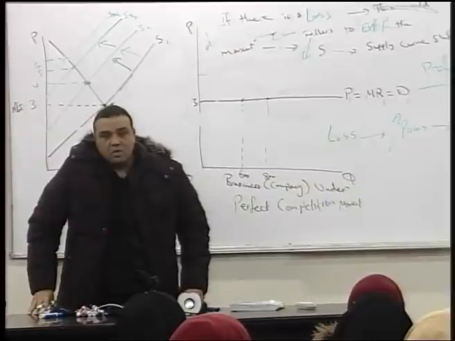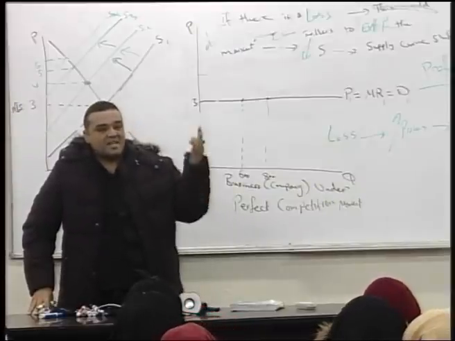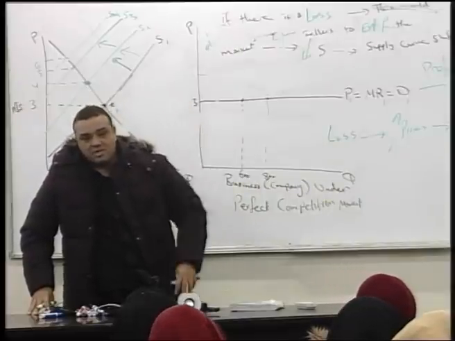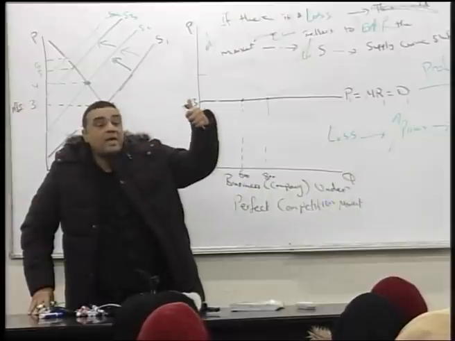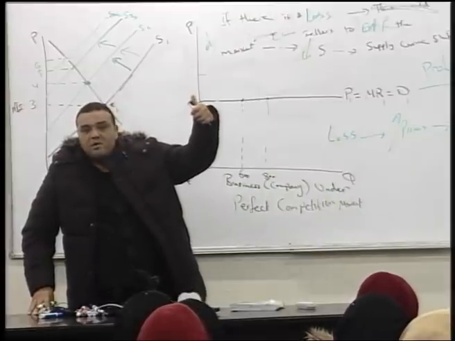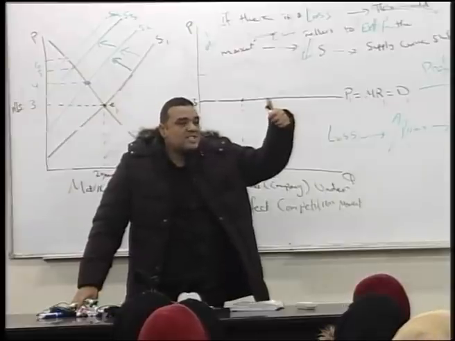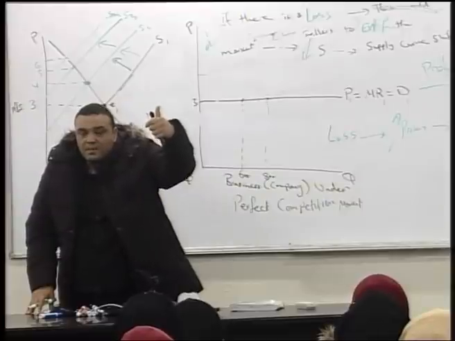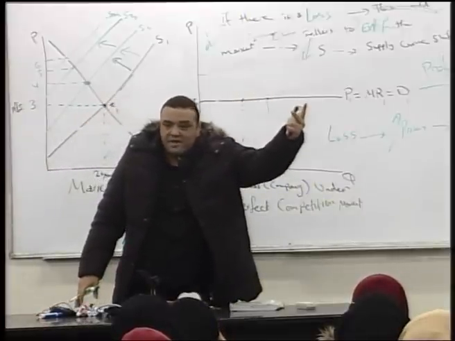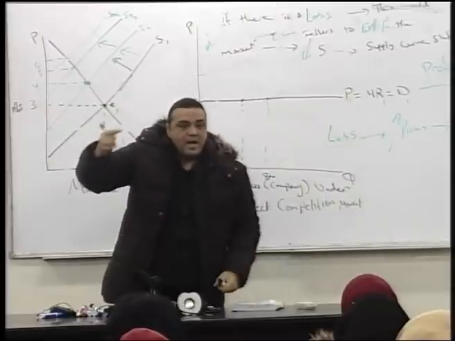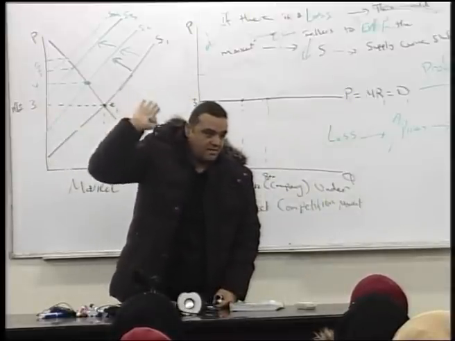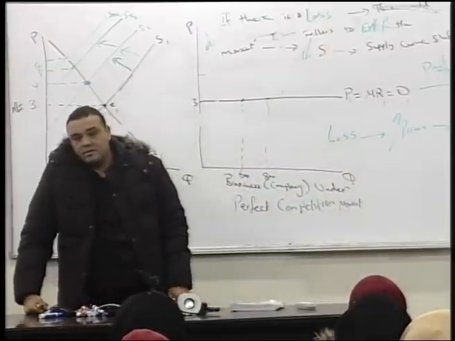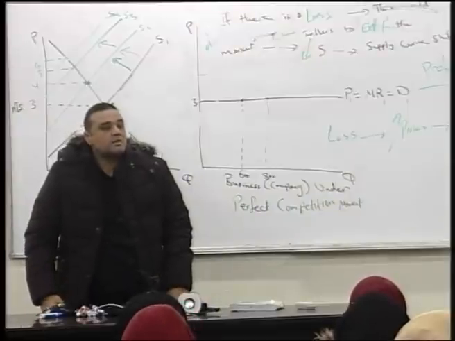right? So, in the perfect competition market, we have three cases in the short run, and one case only in the long term. In the short run, the perfect competition business or company might face profits, loss, or break even. But in the long run, we have one case only, which is a break even. Right? Okay? Who doesn't understand? Who has a problem?